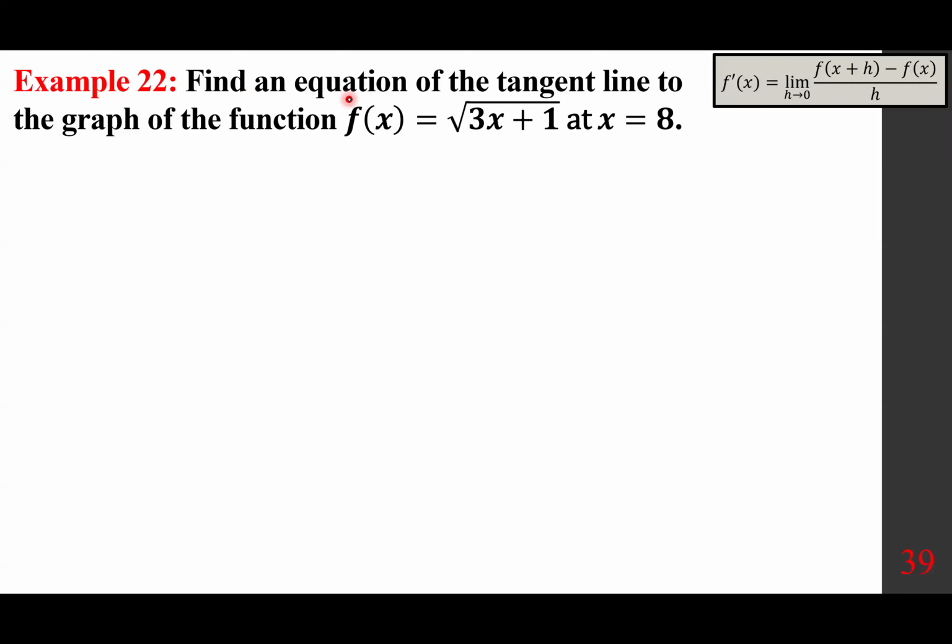Find an equation of a tangent line to the graph of the function f of x equals square root of 3x plus 1 at x equals 8.